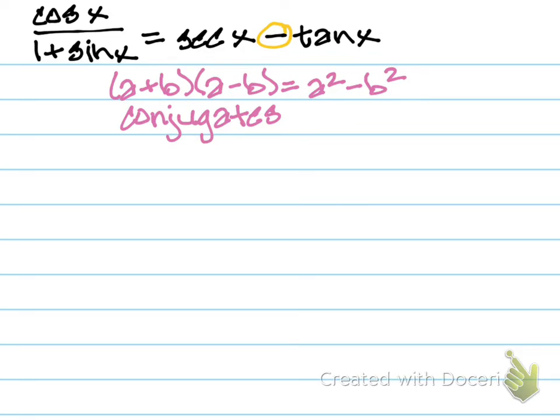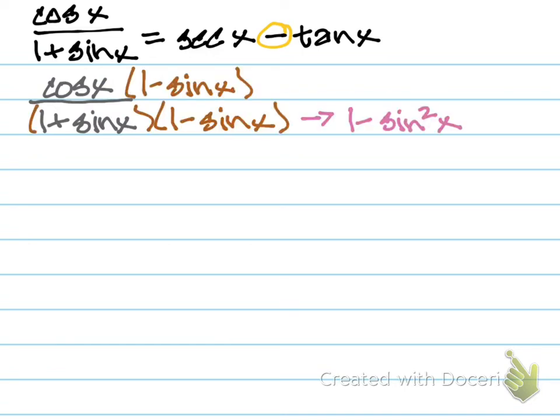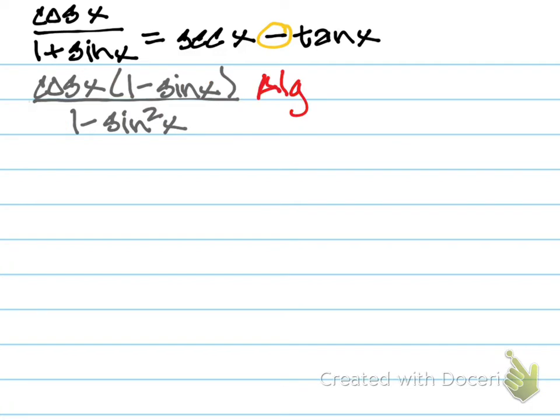So what I can do here is multiply the numerator and denominator by the conjugate, the other part of the difference of squares, to force a Pythagorean identity, right? I had 1 plus sine, so I can multiply by 1 minus sine, and that will force the 1 minus sine squared. So we're going to put that in our toolbox in a second. So when we do that, our reason is algebra.